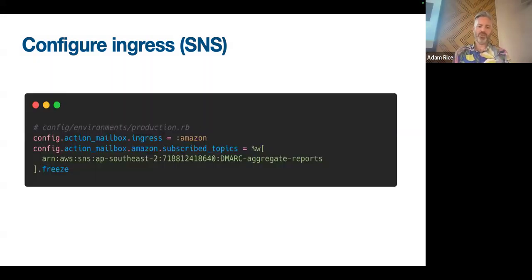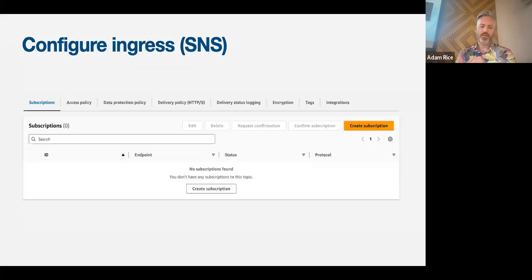So you need to include the ARN in the subscribed topics of your Action Mailbox configuration. And this is one area where AWS does differ from Mailgun, and I'm assuming probably all the other officially supported ingress options, where normally you would just add your credentials to the Rails encrypted credentials or to an environment variable, and by some magic, it all just works. But this is the point where you do need to deploy.